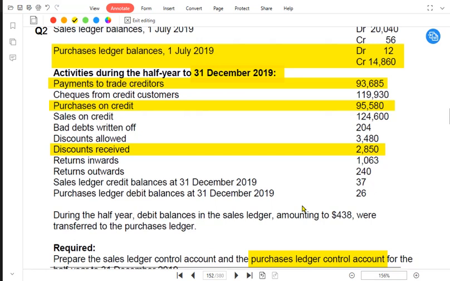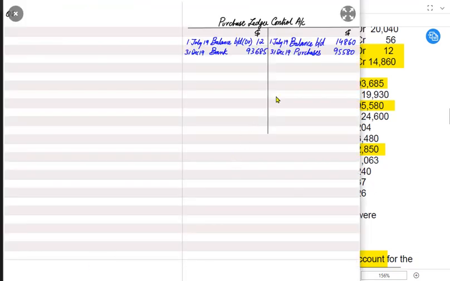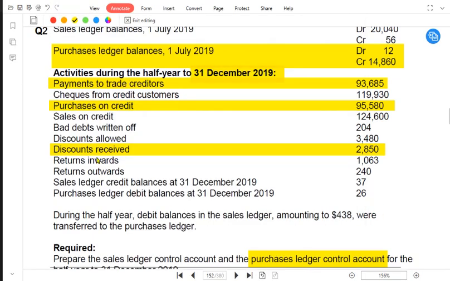So we just need to cherry pick the information that is necessary for us to solve the question. We have discount received, beta. Whenever the discount is received, this would decrease our liability. Now the entry would be discount received is going to be credited, and PLCA is going to be debited. We need to debit the PLCA, and we need to credit the discount received.